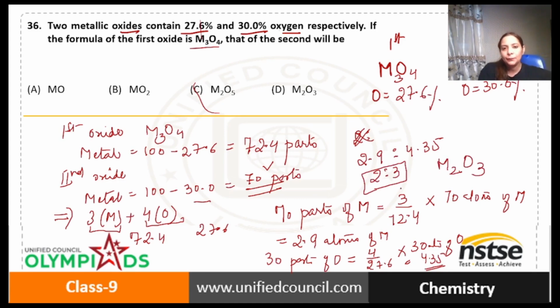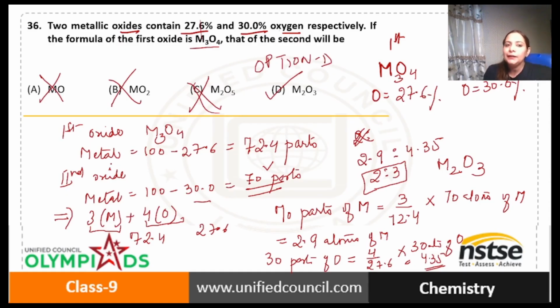So in this question the correct option is not first, not second, not third, it is fourth. So which answer is correct, students? Option D. So I hope you understood. First you need to find the percentage of metal by using the data given for oxygen, and for M3O4 it is already given. Using that you can find the given parts of M and given parts of O for the second oxide.